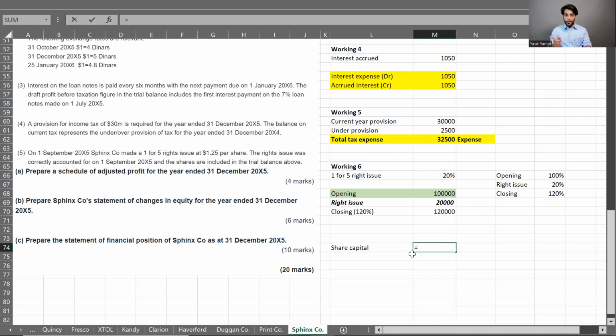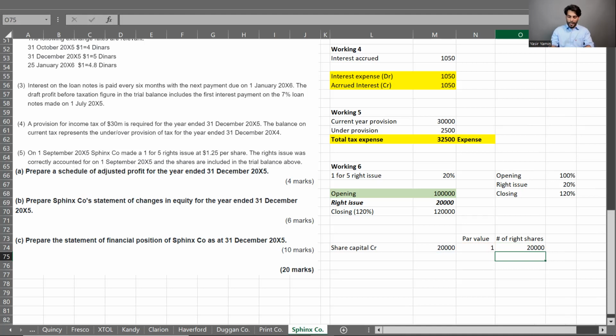And share capital is always recorded at par value. So if I ask how many rights shares were issued, you would say that due to the rights issue, our share capital would have been credited by 20,000. The par value was 1. So the number of rights shares would have been 20,000. Makes sense?